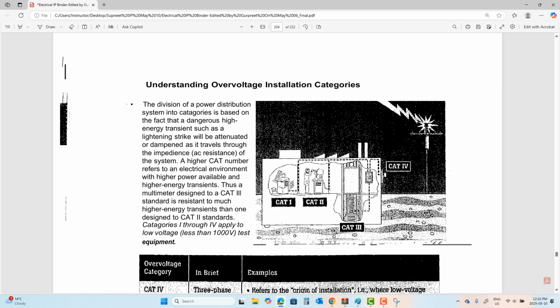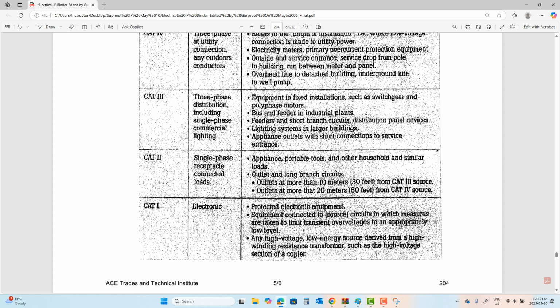Understanding overvoltage installation category. I am a student, okay, who is working with basic apprenticeship training. I have to go buy a multimeter for myself. Which multimeter should I buy? What category? Yeah, and it took me forever in the exam to find this answer. Nowhere in the content was it there when I wrote my exam, so I've added it here.